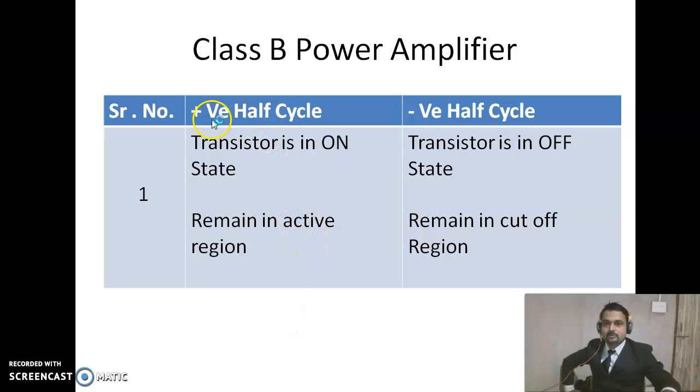So this is the table. During the positive half cycle, what is happening? During the negative cycle, what is happening? During the positive half cycle of base current, the transistor is in the on state and remains in the active region. During the negative half cycle of base current, the transistor will be in the off state, remaining in the cutoff region.